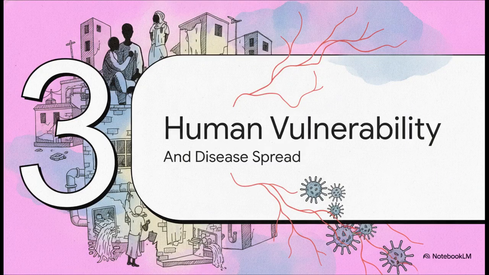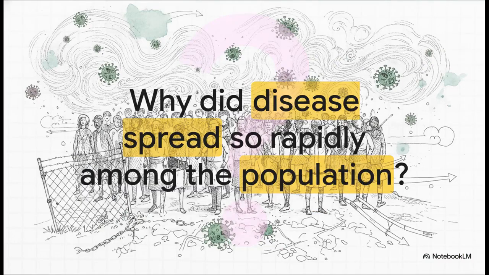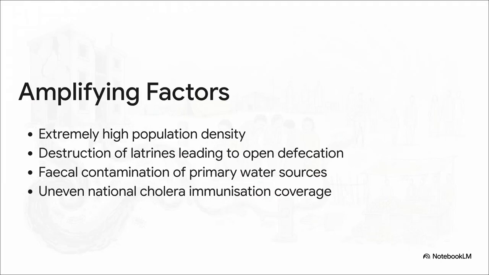Let's shift our focus a bit in Section 3, human vulnerability and spread. So, here is a question I want you to think about. Why did the disease spread so rapidly once it started? Exploring the specific interaction between human behavior and a hazardous environment is where the real, high-level geographical analysis lies. Keep this in the back of your mind as we go through these next few factors. Several key human factors essentially acted as an amplifier for this crisis.